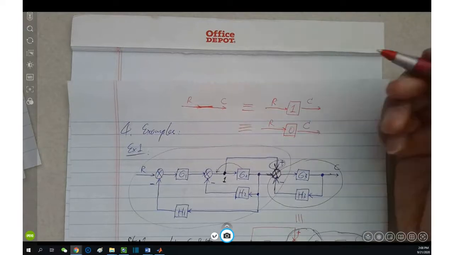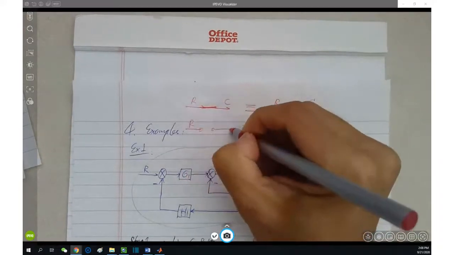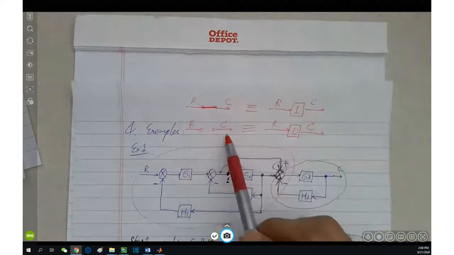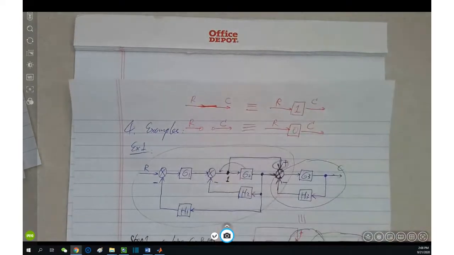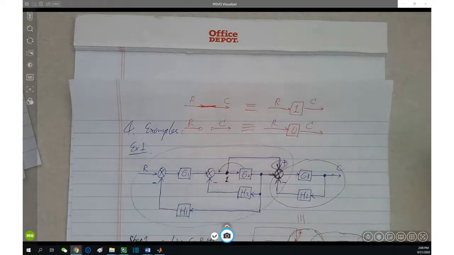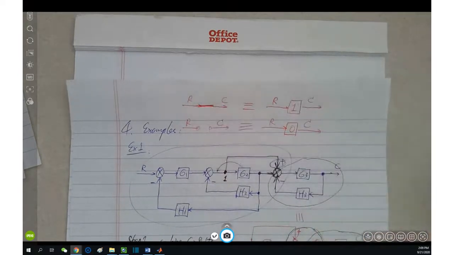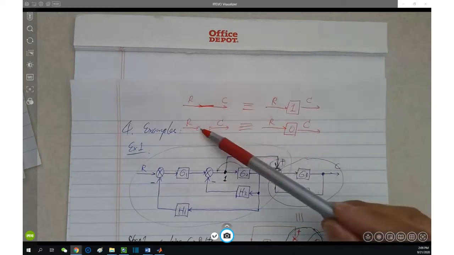Open circuit. Okay, open circuit. No matter what your R is, your C remains 0. Nothing. You're not receiving anything. Open circuit here. Well, if you don't want to say open circuit, because this is a diagram, a signal route, not a circuit connection.